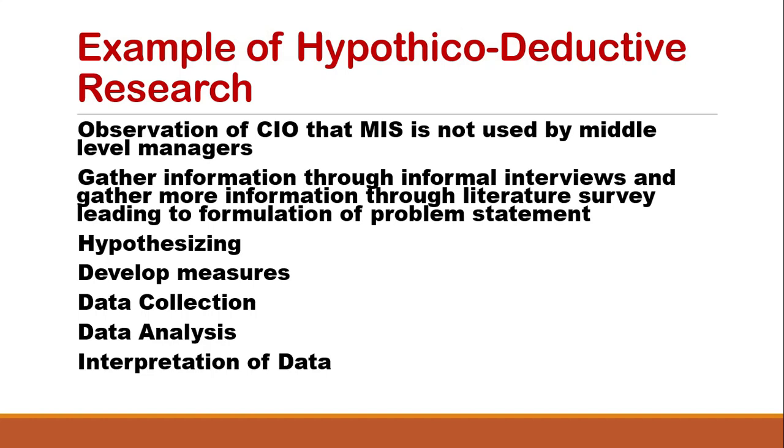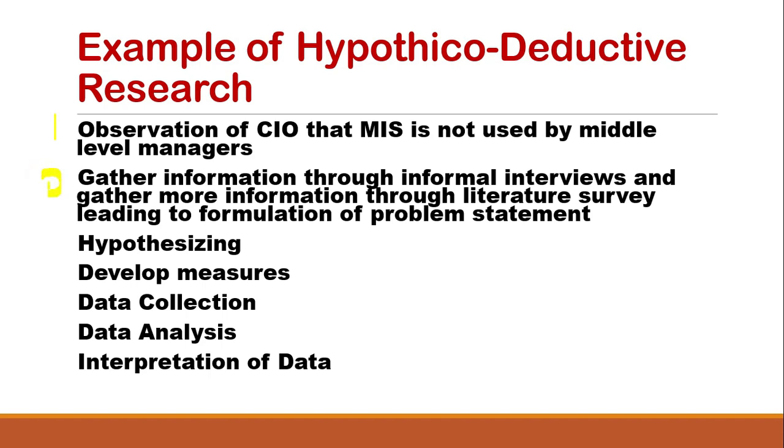Let me elaborate this hypothetico-deductive research approach with an example from an organization. It starts like this: the CIO, or Chief Information Officer, of a firm observes that a newly installed management information system is not being used by middle level managers as much as was originally expected. So the CIO says that there really is a problem here. That is step number 1.